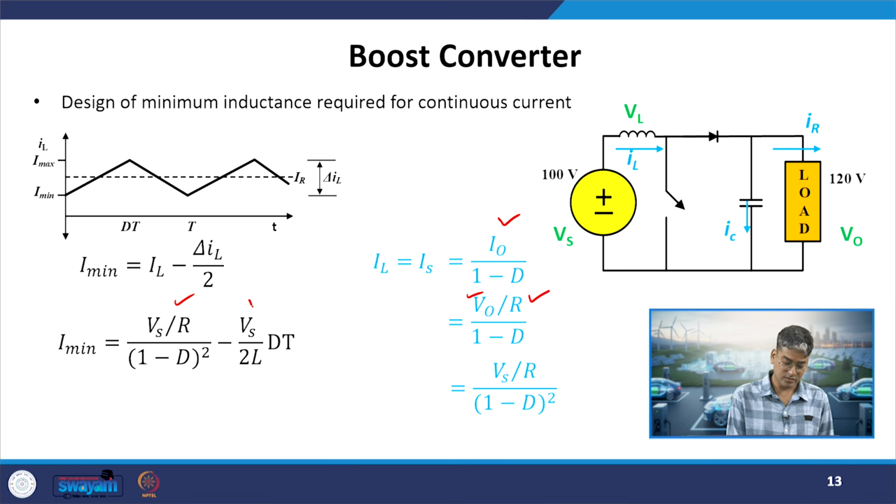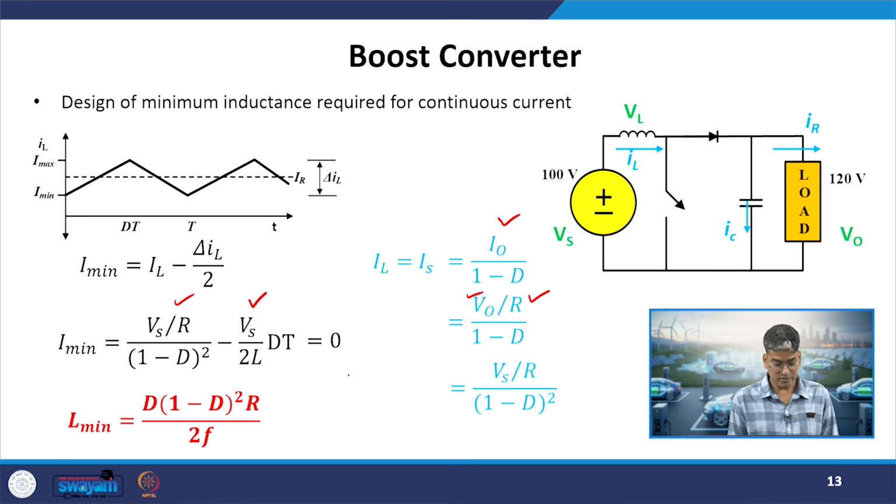We are using the turn-on case where it experiences the source voltage entirely. We can replace it by the complementary condition when the switch is off as per our requirement. Now if I equate it to 0 and solve it, I will find that the minimum inductance value is given by this relation: D into (1 minus D) squared into the load resistance R, divided by 2 into the switching frequency. If I have an inductor greater than this value, my boost converter will operate in CCM mode. If it is less than that, it will go into discontinuous conduction mode.